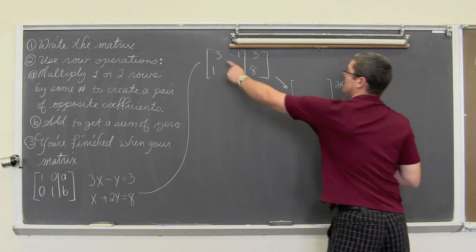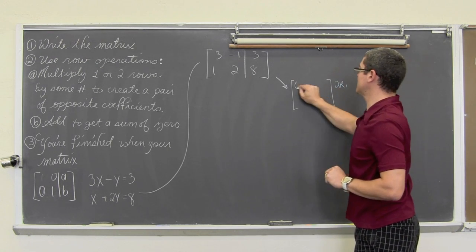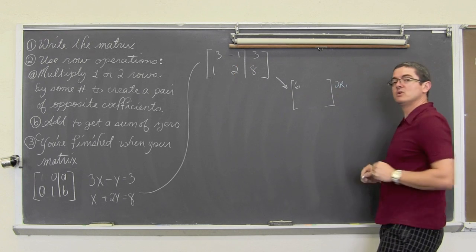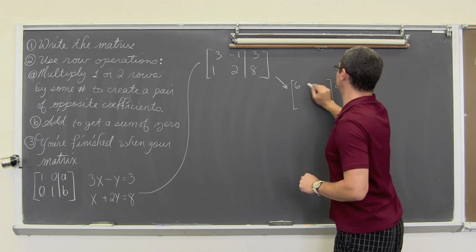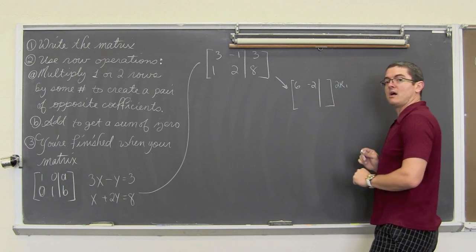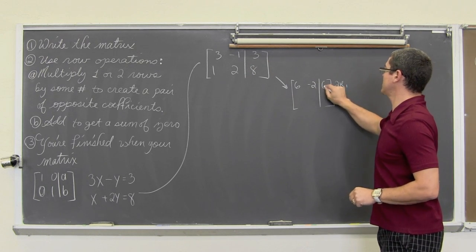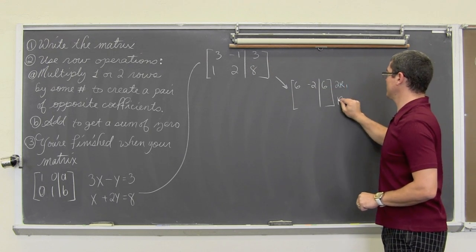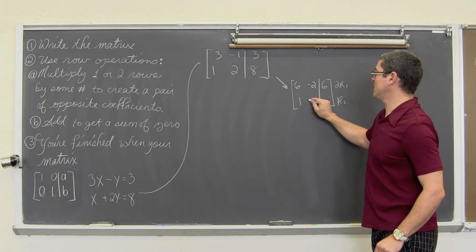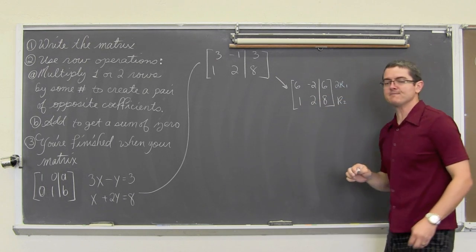And that is going to be 3 times 2 is equal to 6. Negative 1 times 2 is equal to negative 2, our augmented line. And then we have 2 times 3, which is equal to 6. And then I want to keep row 2 the same. So we're just going to write 1, 2, and 8.